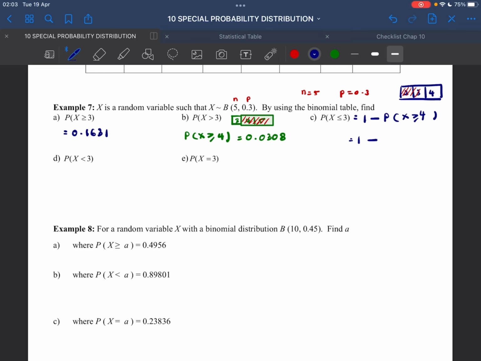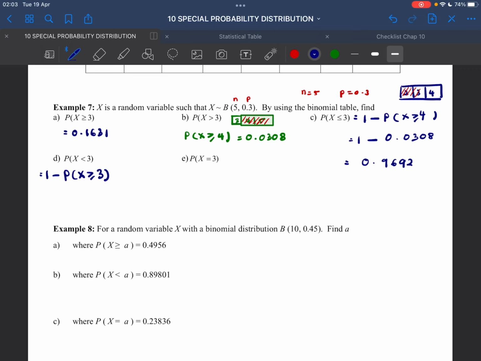We already found Px greater than or equal to 4 from here, 0.0308. So don't bother looking at the table again. We just take the answer here and we have 0.9692. Okay, so let's see question D. Px less than 3. Remember this is less than, so automatically the sign will change, so we have to do 1 minus Px greater than or equal. Just now this one had an equal because we chose the next number, but this one has no equal, so we will choose its own number, greater than or equal to 3.